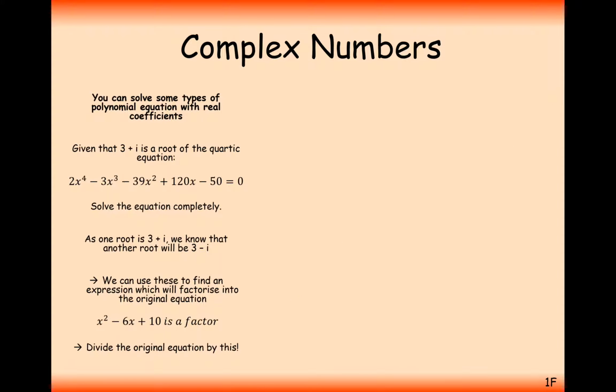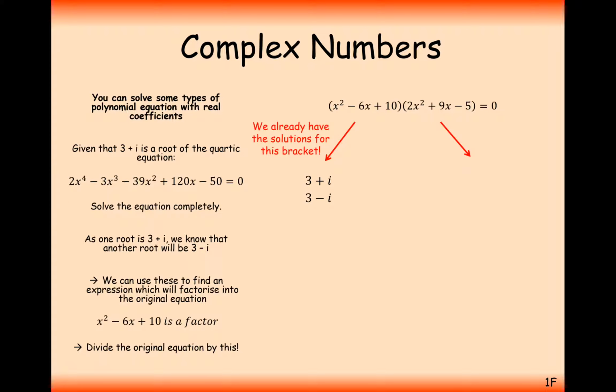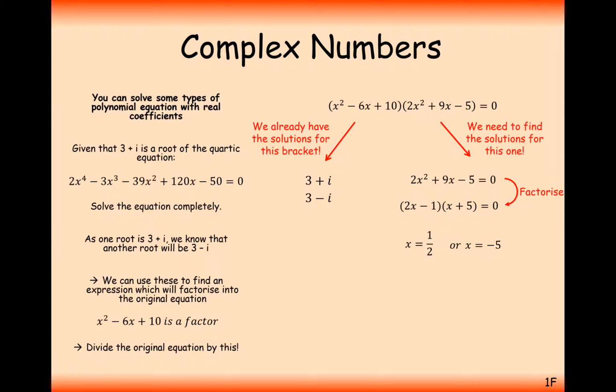Now let's go ahead and solve that to get the last two roots of our quartic equation. We're going to be doing this either by trying to factorise, and if not, we'll have to go to completing the square or using the formula. In this case here, it does factorise nicely, so it's x equals a half and x equals minus 5. So those are our four roots of our quartic equation.